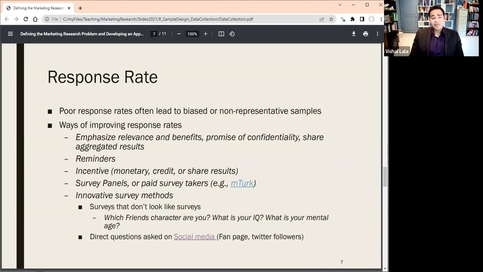Okay. There are also now a couple of innovative survey methods out there to get people to complete surveys. And one category is surveys that don't look like surveys. So think of those IQ tests you've seen on social media that say, what is your IQ? And everybody wants to know how smart they are. Or there's an intriguing question like, what is your mental age? And people want to kind of know that. So they jump in and they answer a bunch of psychological questions.